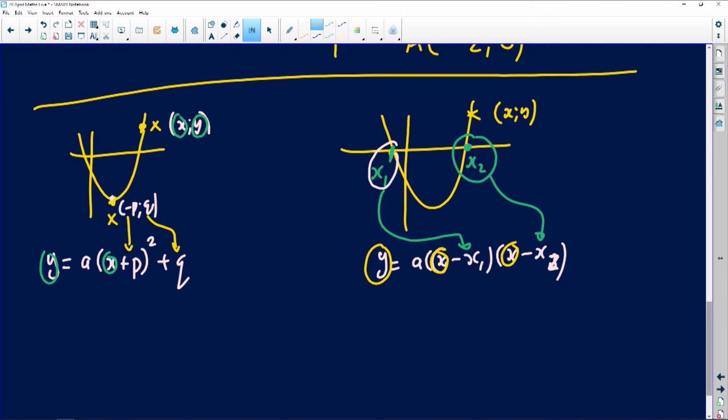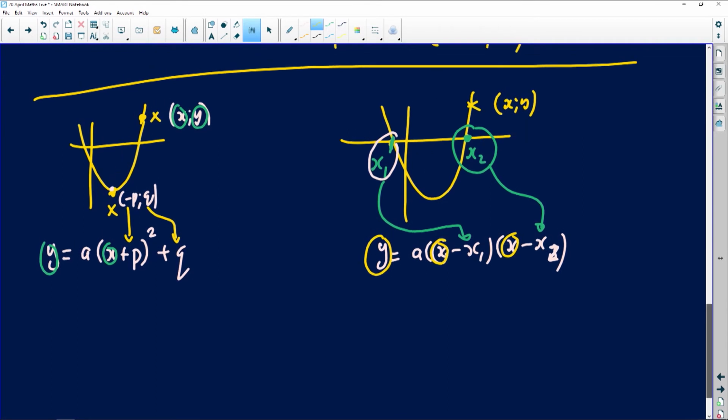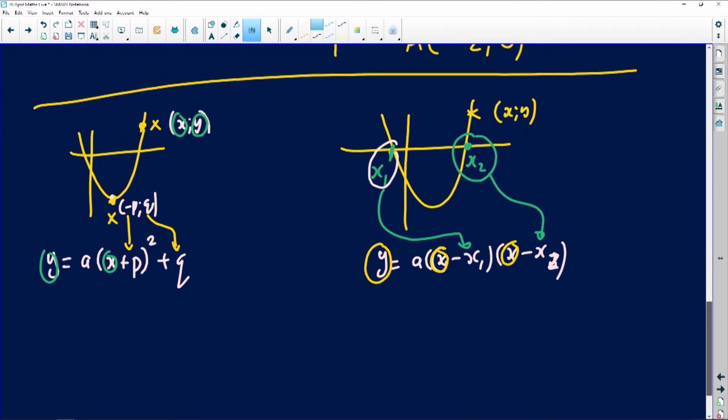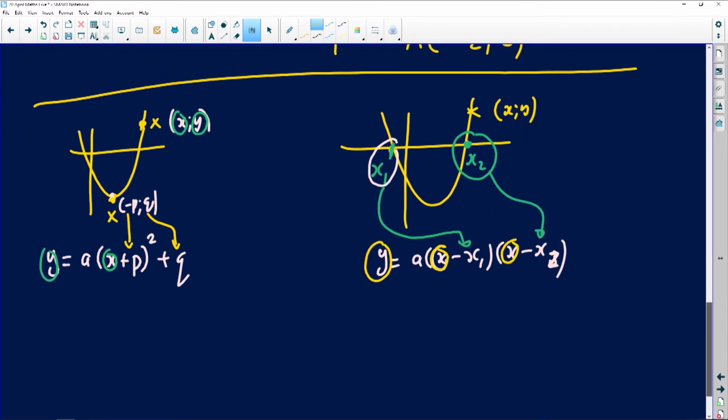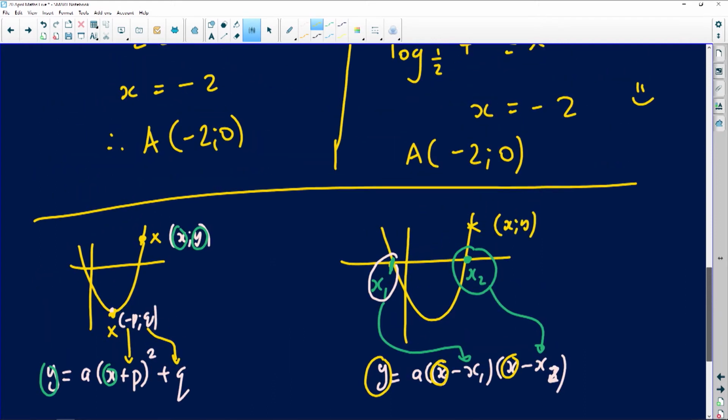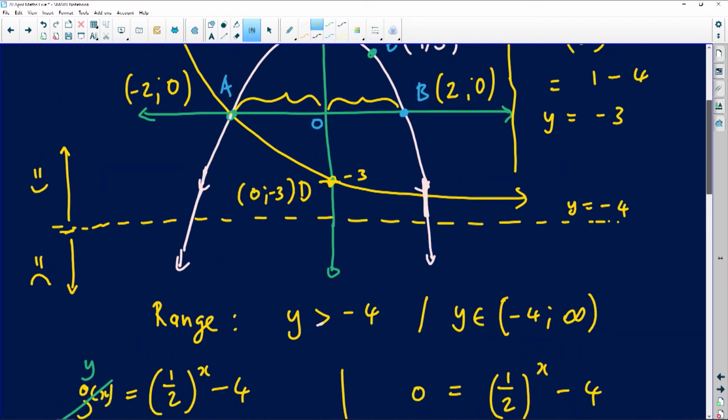So between these 2 cases, which one do we have in this drawing? Let's go back to our sketch and check it. Do we have case 1 of knowledge that involves the turning point, or do we have case 2 where we know the x-intercepts of the graph? Let's go back and check this.